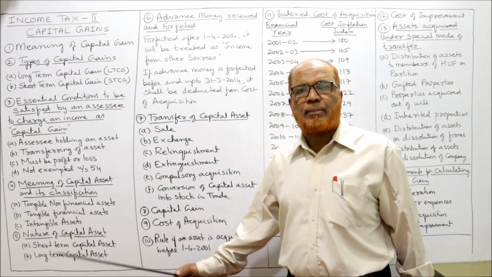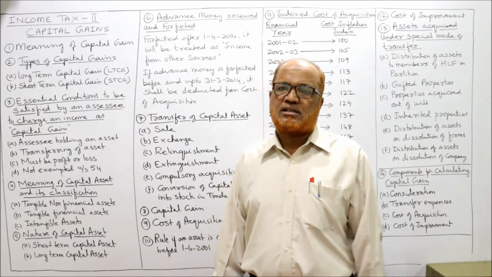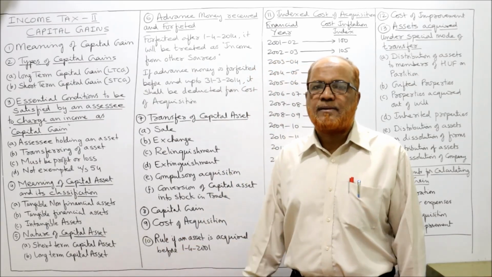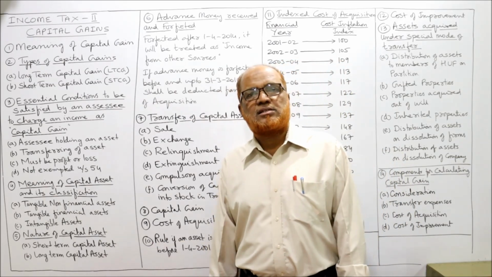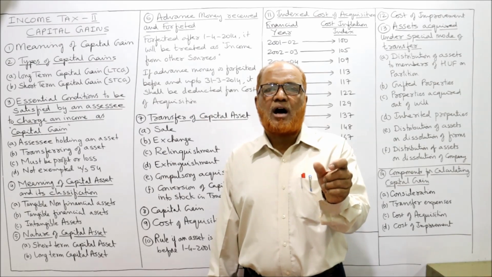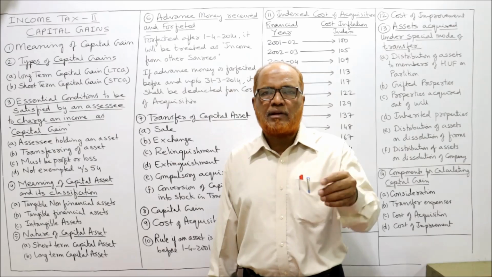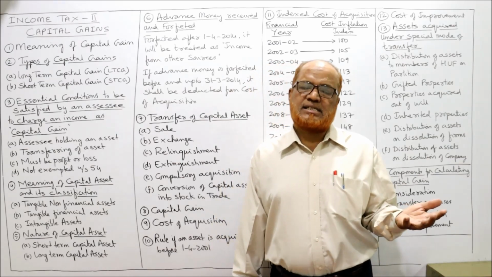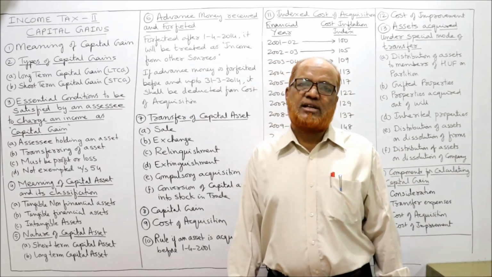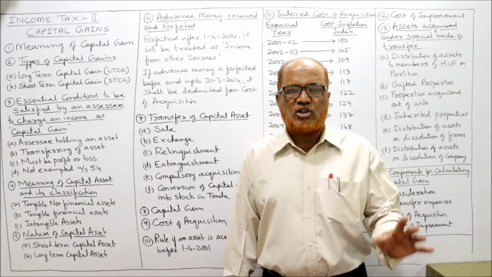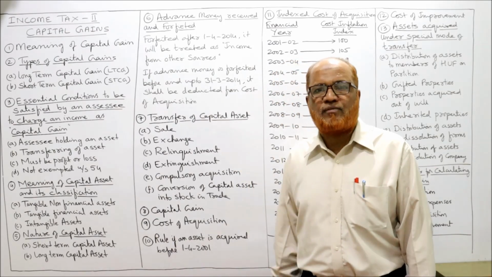Now we classify capital asset into three categories: tangible non-financial assets, tangible financial assets, and intangible assets. Tangible non-financial assets are like land, building, machinery, gold, ornaments, etc., which have physical existence. The assets which have physical existence are called tangible non-financial assets. You have to remember this point because the provisions will be different for different types of assets.